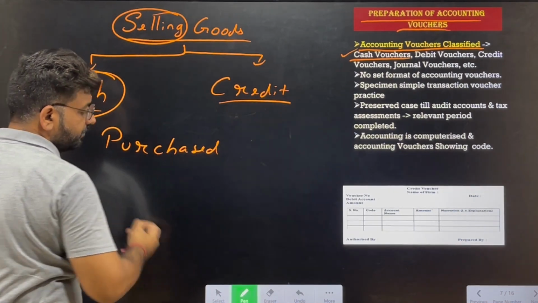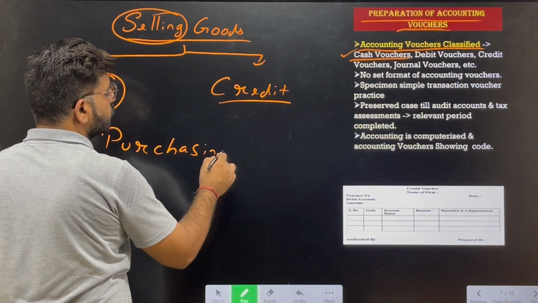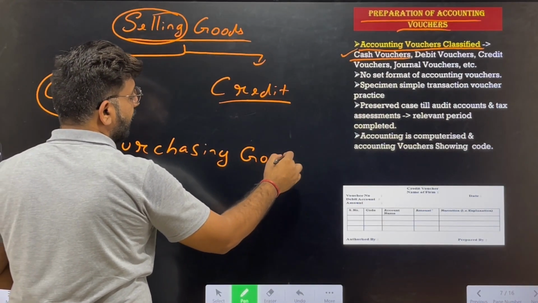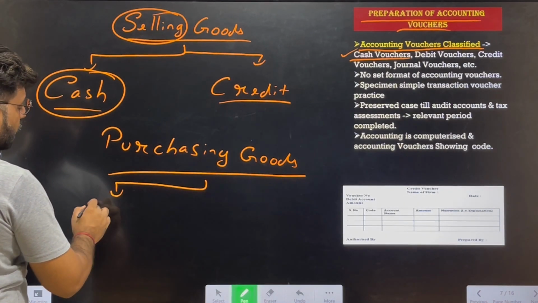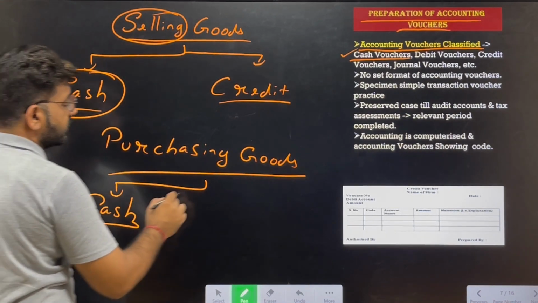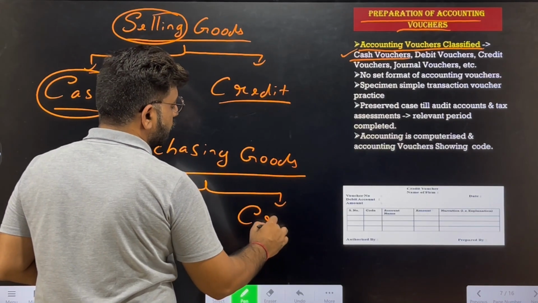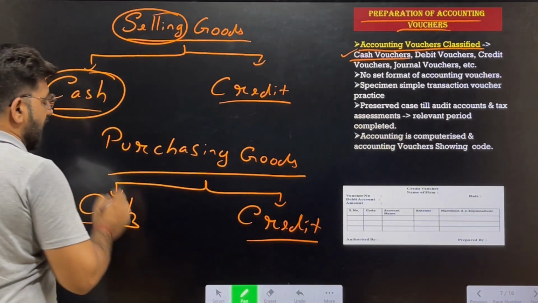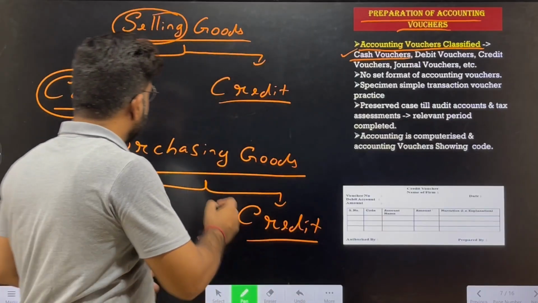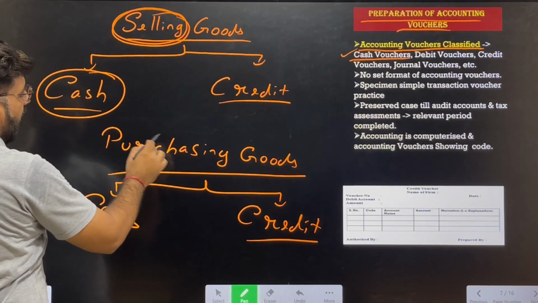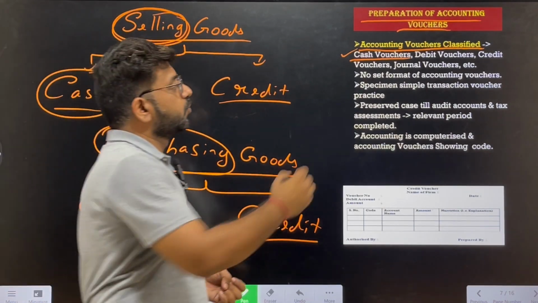The purchasing of goods also involves two aspects. One, we can purchase the goods on a cash basis. The other is we can purchase the goods on a credit basis. On a cash basis, we simply pay the cash immediately. In the credit basis, we won't pay the cash immediately, but after a period of time, after a month or after 10-15 days, as per the agreement between the seller and the buyer, the amount will be paid off.